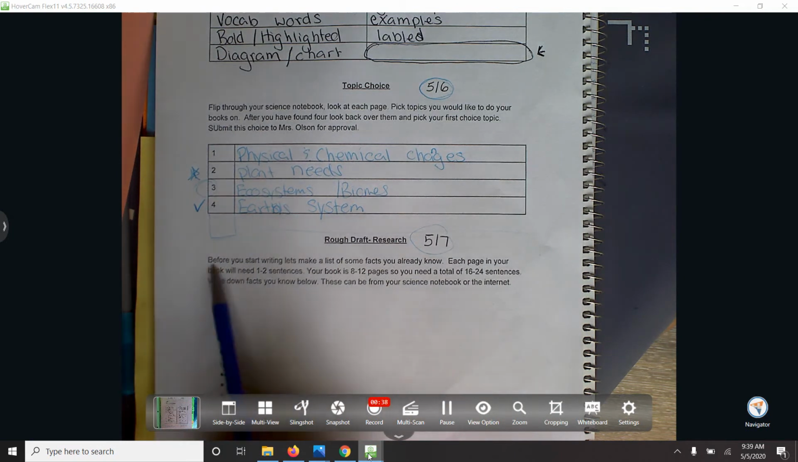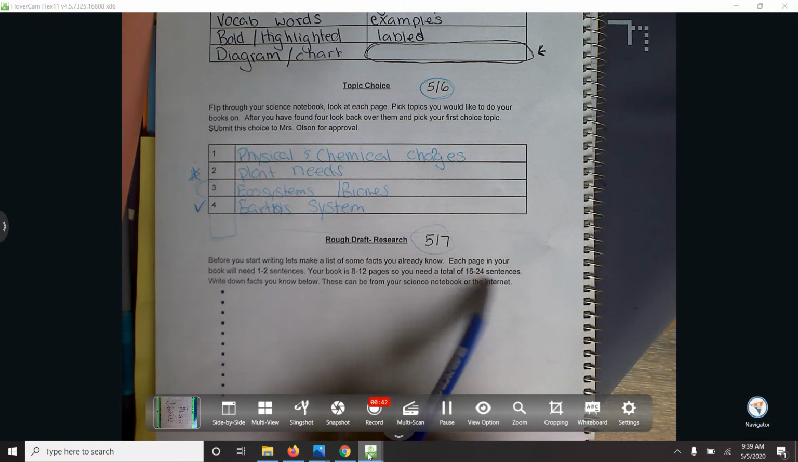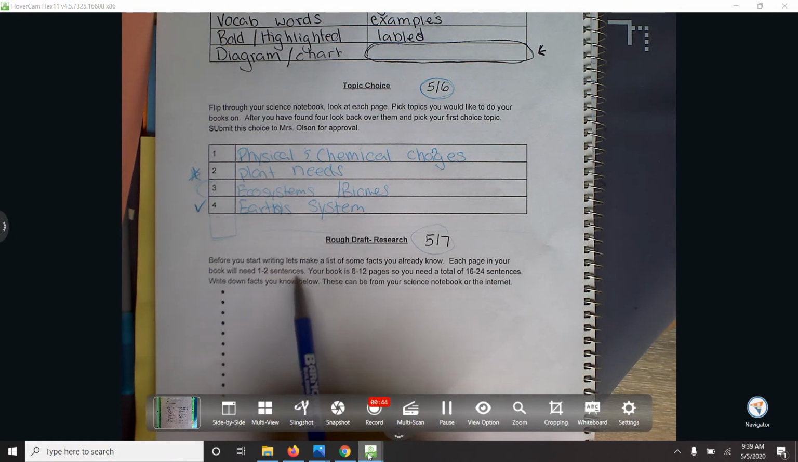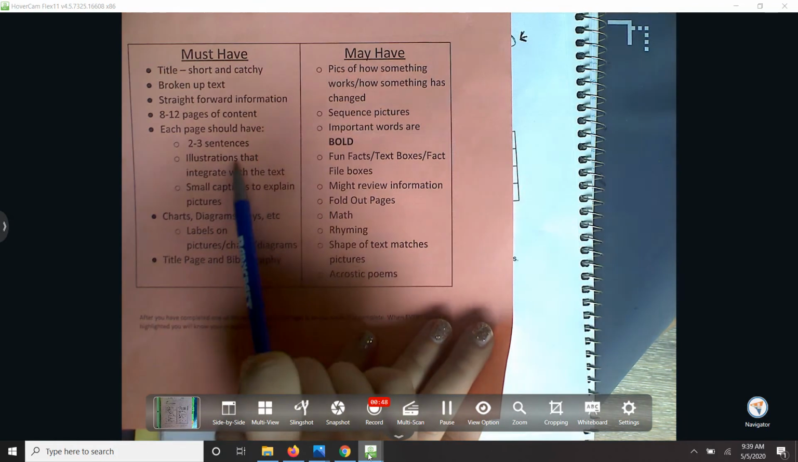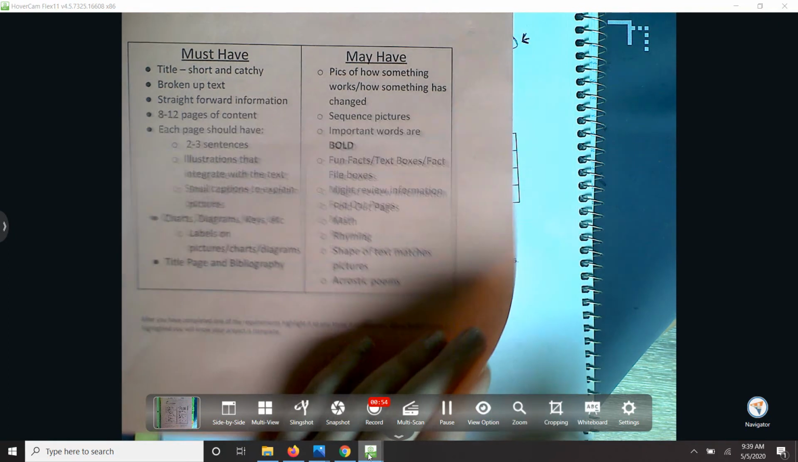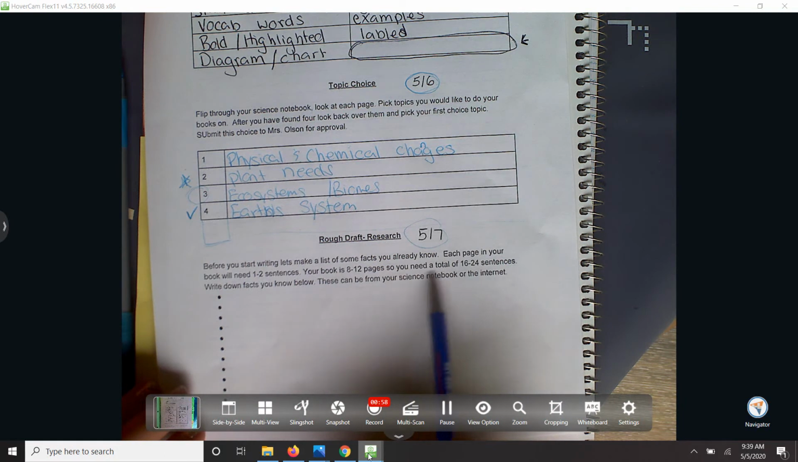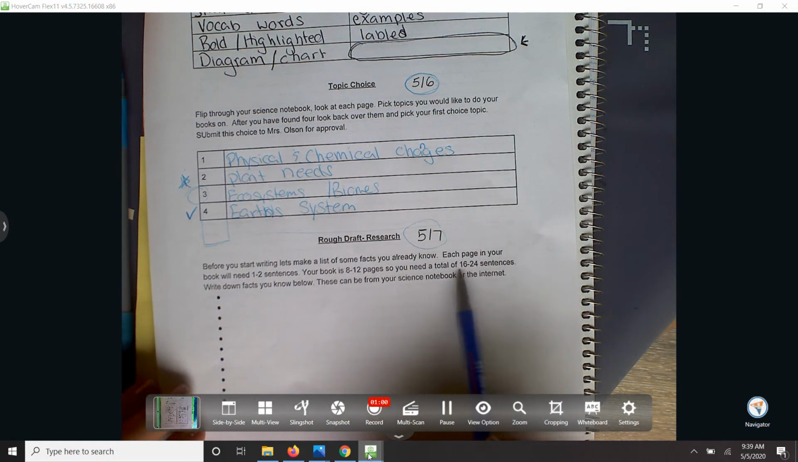It says, before you start writing, let's make a list of some facts you already know. Each page in your book will need 1 to 2 sentences. I think on here it says 2 to 3. If you want to go to 3, that is absolutely okay with me. But because we're not at school and I'm not there to help you every day, if you want to just do 1 to 2, that's alright with me as well. Your book is 8 to 12 pages, so you'll need a total of 16 to 24 sentences.